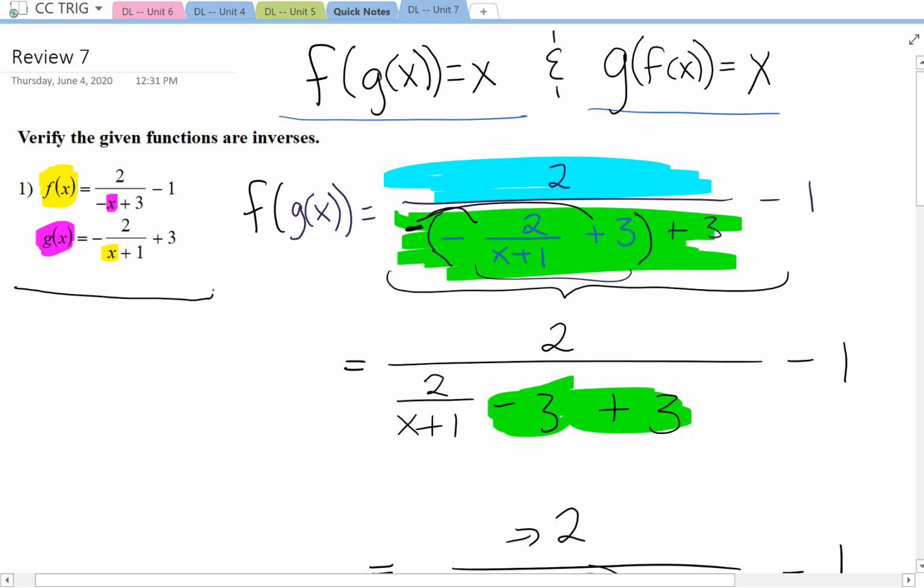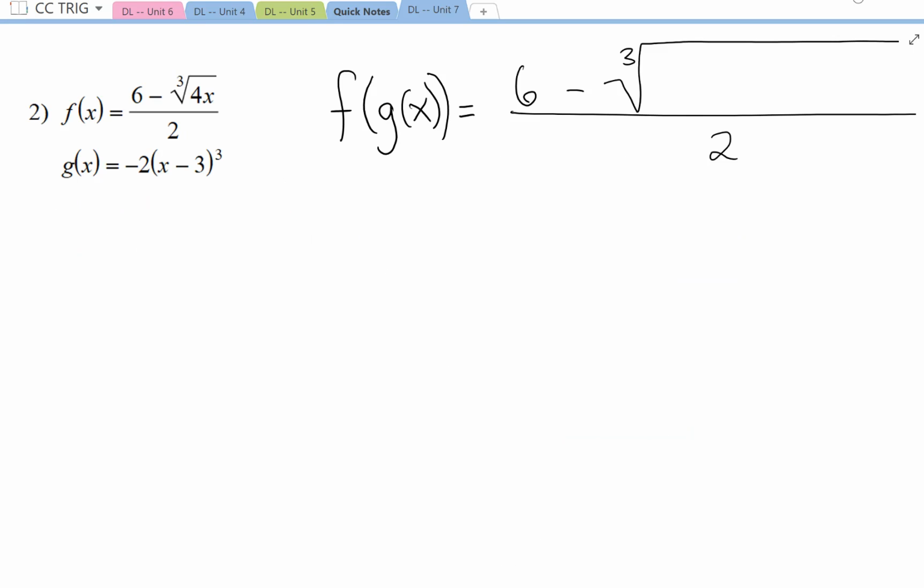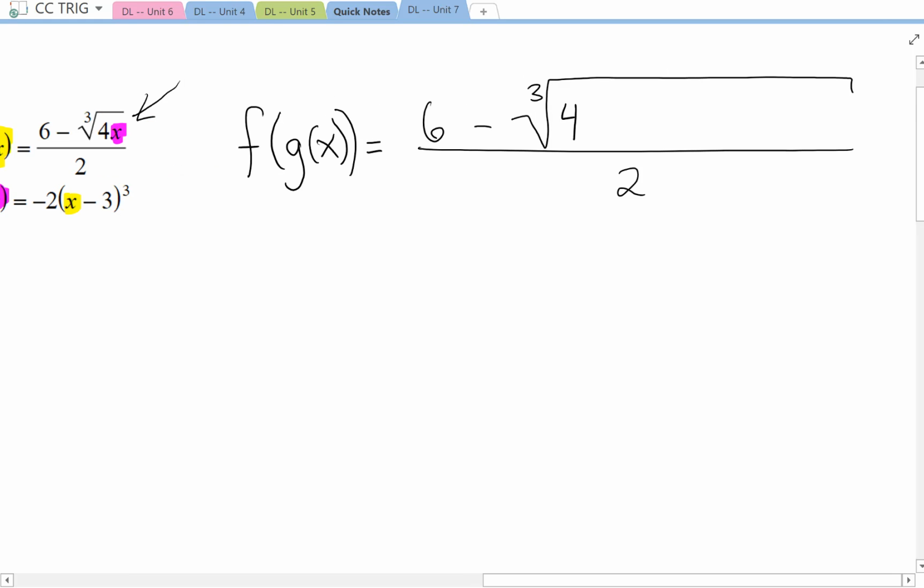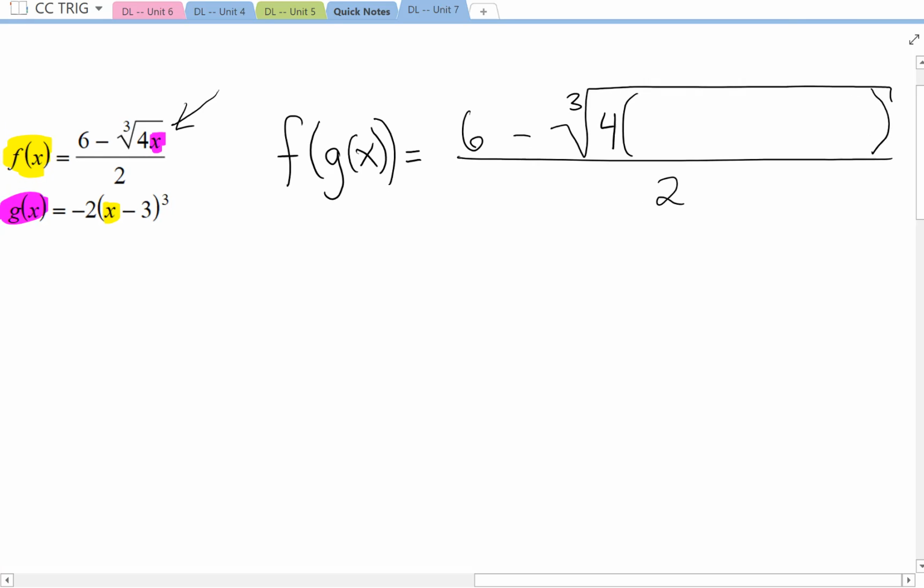You have proven it. Number 2, we're going to plug in the g function into the f function where you see the x, and vice versa. Underneath the cube root is where the x is, but 4 is being multiplied by x, so I'll put 4 and then these parentheses to plug in the entire g function, which is -2 times x minus 3 quantity cubed.